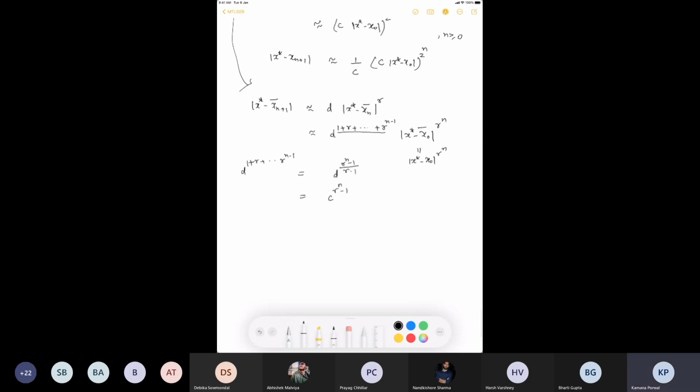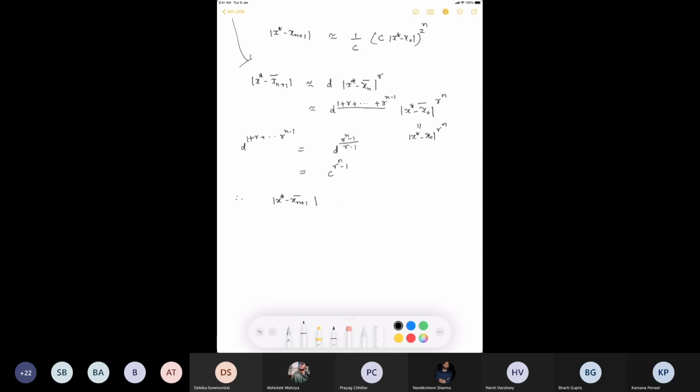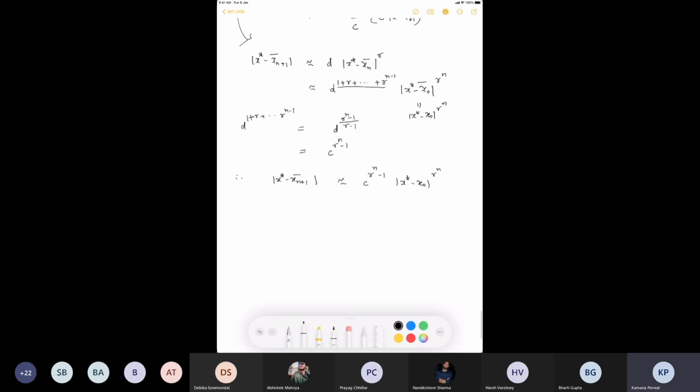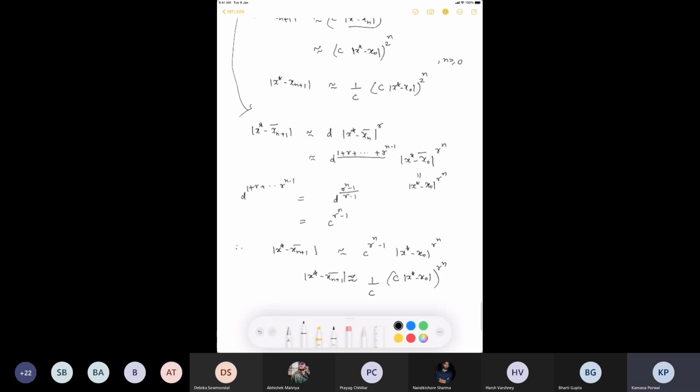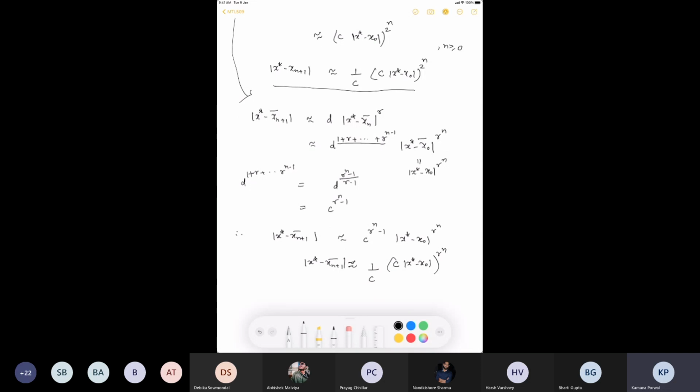Okay. So therefore, what I have is that x star minus xn plus 1 is c raised to power r raised to power n minus 1 times x star minus x naught raised to power r raised to power n. Which is the same as, so I'm going to combine c and this factor, 1 by c. It's just that I tried to write it in the similar expression to what we got for Newton's method. So what is the difference you see here? Here I'm having r and here I'm having 2.